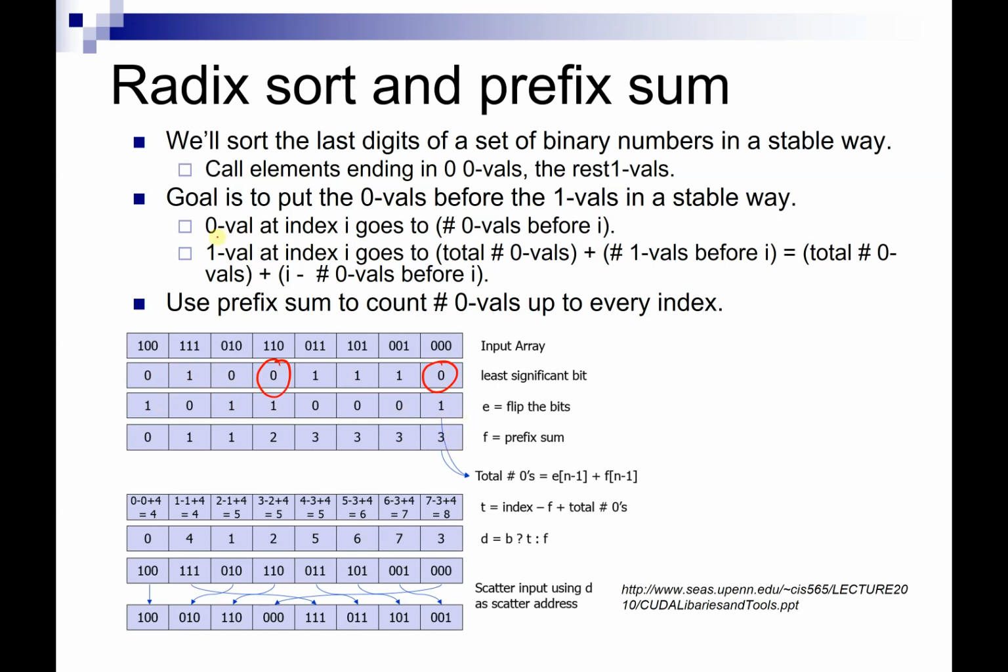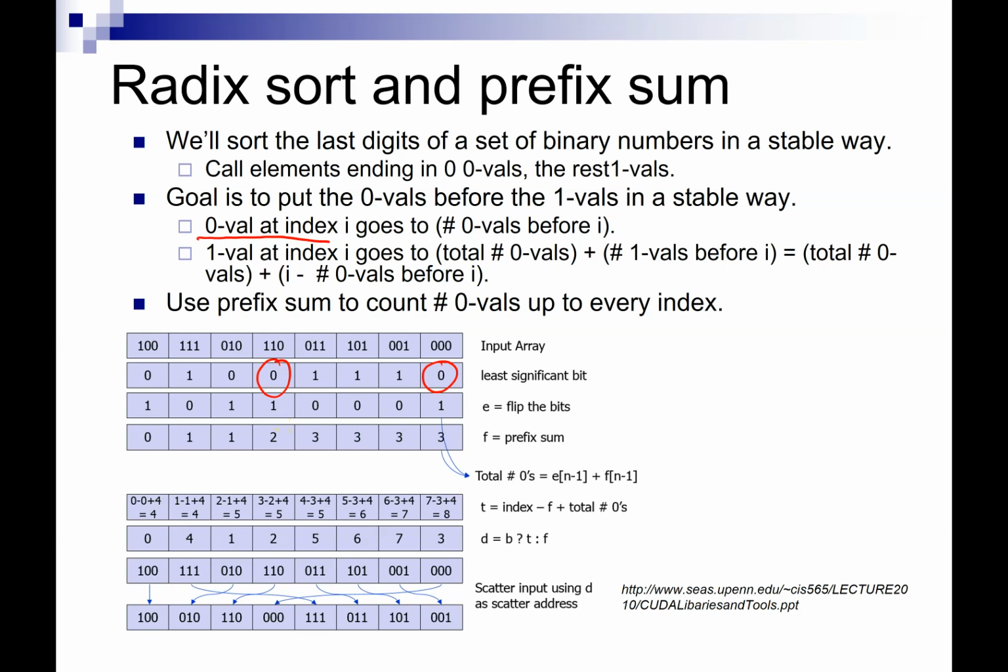Okay, so to just say this again, whenever we have a 0 value at some particular index I, then we should put this 0 value, after sorting, at a position equal to the number of 0 values before index I. And the way you can know that number is that you can just look at the value of the F array at this position, and that tells you exactly how many 0 values are before this position.